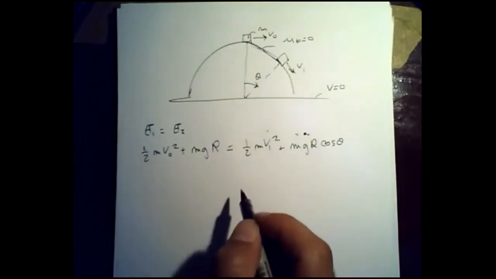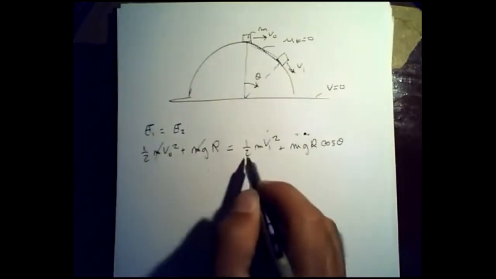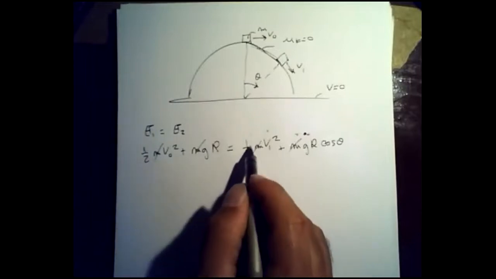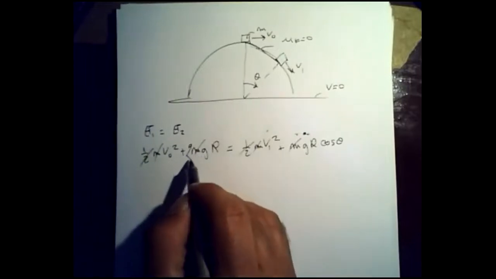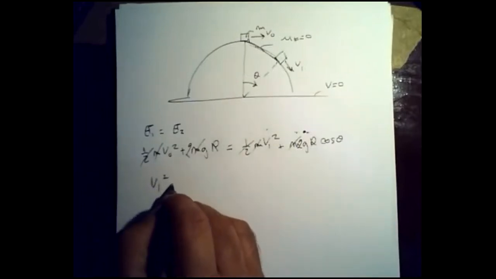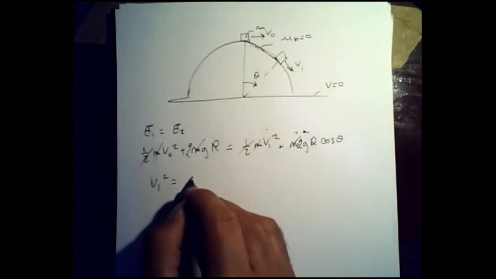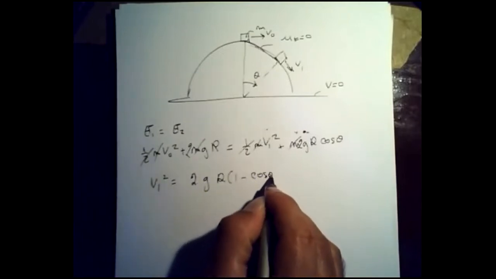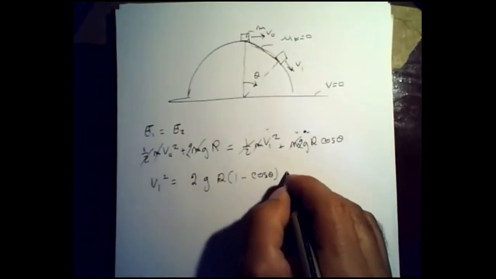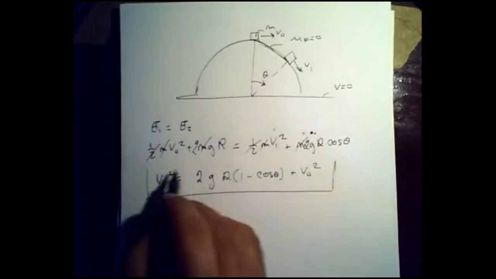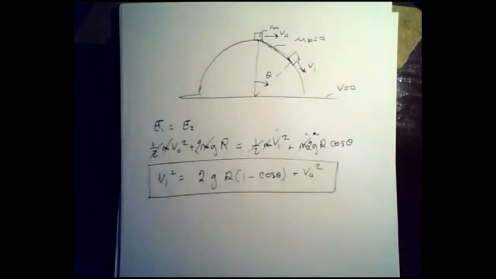Here, I can cancel out the m's, and multiply by 2. So I'm going to end up with V1 squared is equal to 2gr times (1 minus cosine theta) plus V0 squared. So I can use this to find this velocity.